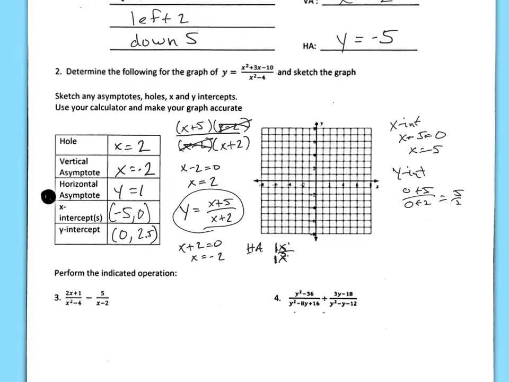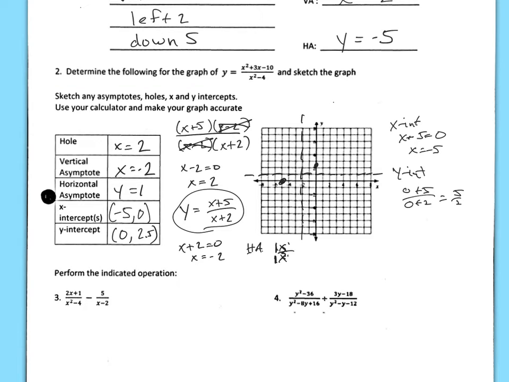I'm going to put these on the graph. We'll deal with the hole in a minute. We'll do that one last. So we have the vertical asymptote at -2. Make sure your asymptotes are on your graph. If they are not, your graph is not complete. Horizontal. Again, look at the calculator for verification. We have an x-intercept at -5, a y-intercept at 2.5.